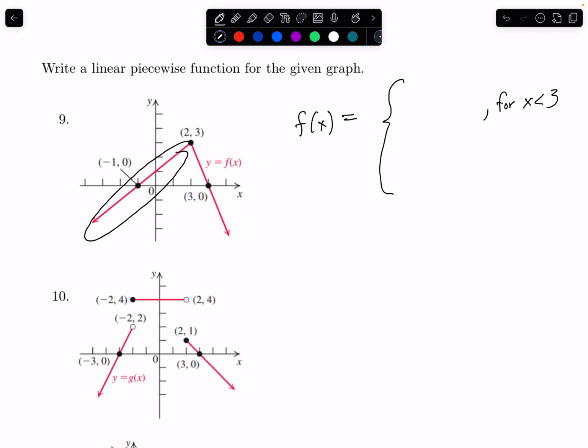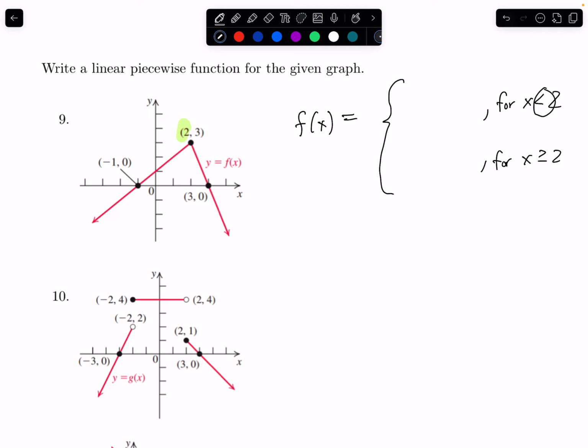1, 2, 3, right? Because that's where it changes. Oh no, I'm sorry, that's 2. X was 2. So up into 2, and then the second one for x greater than or equal to 2.